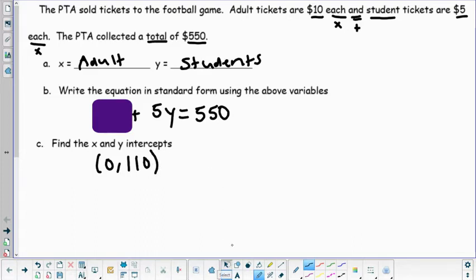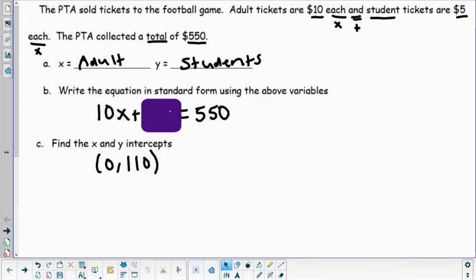Then to find my other intercept, I'm going to move my box over, move my finger over, and cover my y. So this time my y value is 0, and I'm trying to find my x value. So 550 divided by 10 gives me 55.